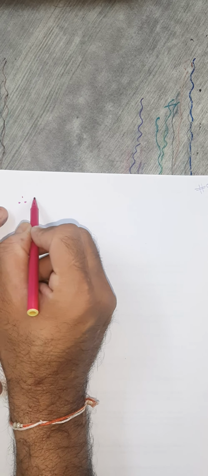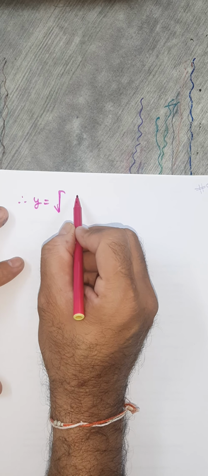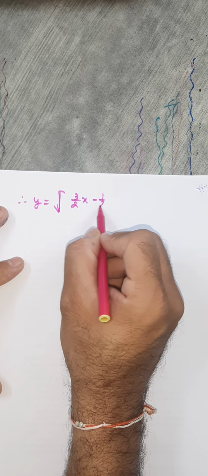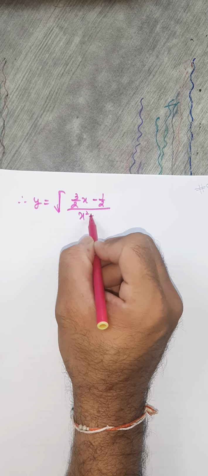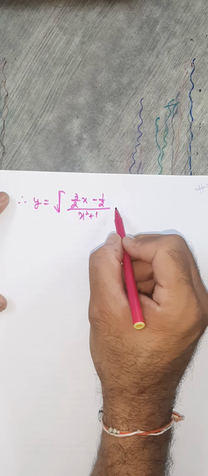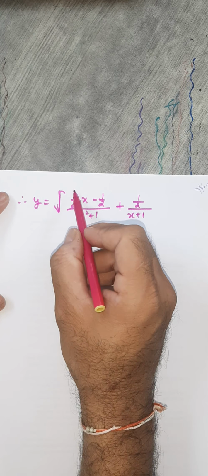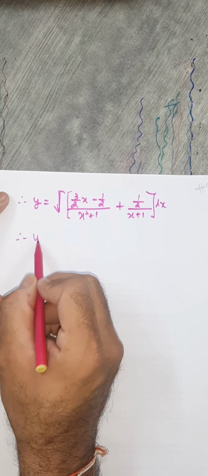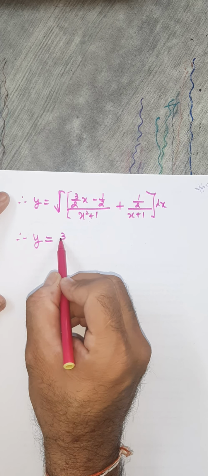So therefore, just look at that step. Therefore y equals, here, what is a? 3 by 2 x. What's b? Minus 1 by 2, upon x square plus 1, plus c. What's c? 1 by 2 upon x plus 1, the whole dx. So therefore y equals, now this is linear upon quadratic, so I'll split into 2 integrals.